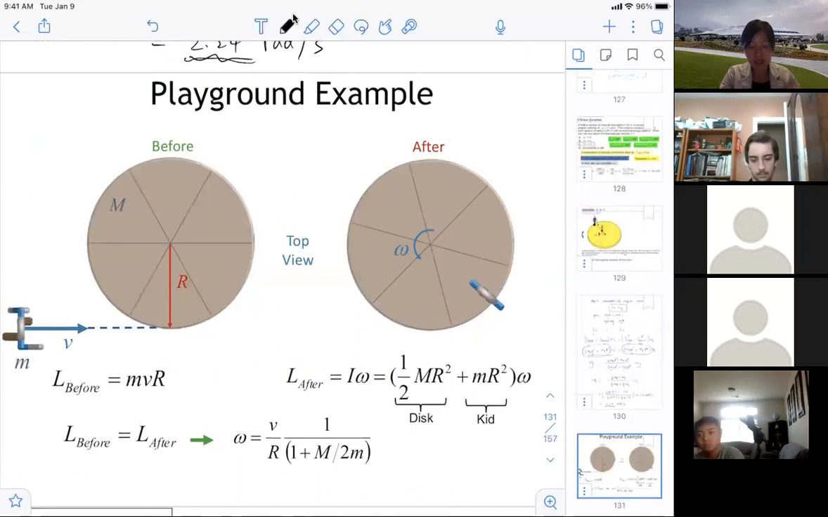This is slightly different, where the person who's not already on the platform, in this case the person is running, jumps onto a merry-go-round, a rotating disc. And after the person has landed on the disc, they rotate together.